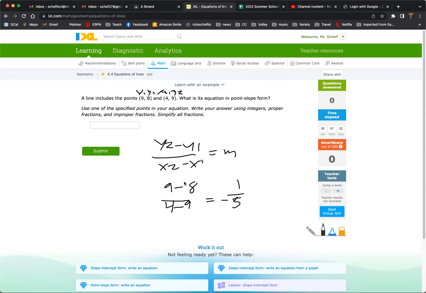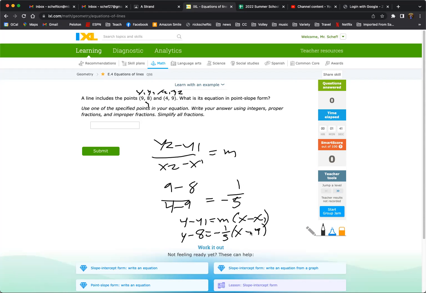We're going to use one of those points. It doesn't matter which one, it's going to give us the same thing. We use that point slope formula, which is y minus y1 equals m, which is our slope, times the parentheses of x minus x1. So we're just going to choose one of those points. I'm going to use the first one, (9, 8). So our y1 is going to be 8. So y minus 8 equals our slope, which we found is -1/5, and that's going to be in parentheses x minus 9.